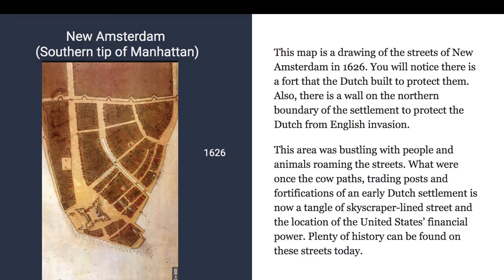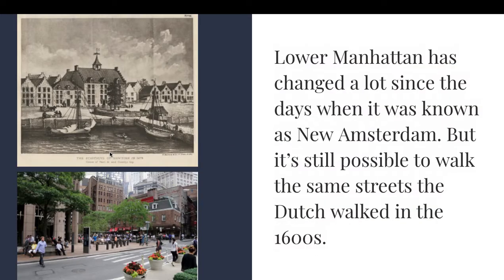What were once the cow paths, trading posts, and fortifications of an early Dutch settlement is now a tangle of skyscraper-lined streets and the location of the United States financial power. There's plenty of history that can be found on these streets today. And I want you to notice the streets, how they sort of meander along, that this is how the tip of Manhattan still is today. So let's look at some old pictures and compare it to the same spot with our modern pictures of today.